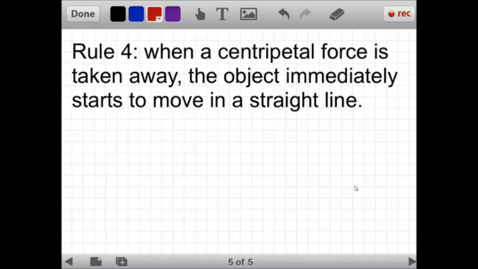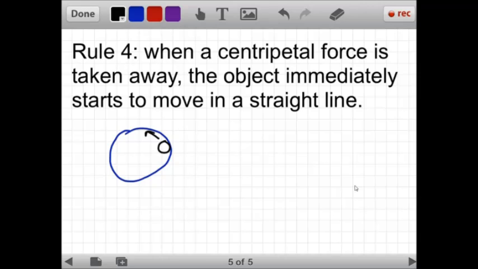Alright, lastly, rule number 4, when a centripetal force is taken away, the object immediately starts to move in a straight line. You saw this in the video with the frame. Right, the ball was in the frame, it was moving in a circle. When they took out that one portion of the frame, try to draw this as best as I can. Alright, so the ball was moving like this through the circle.